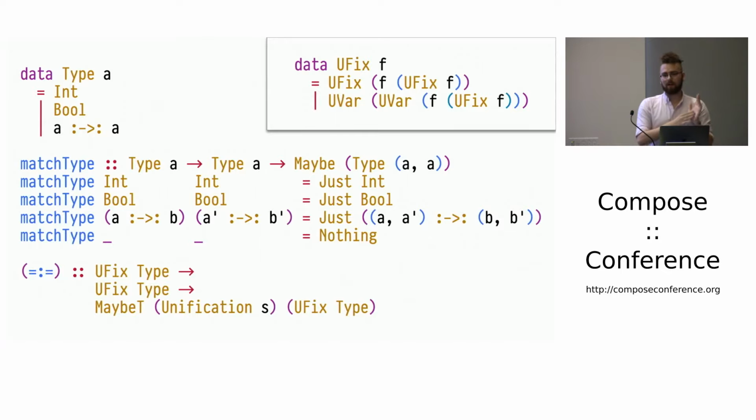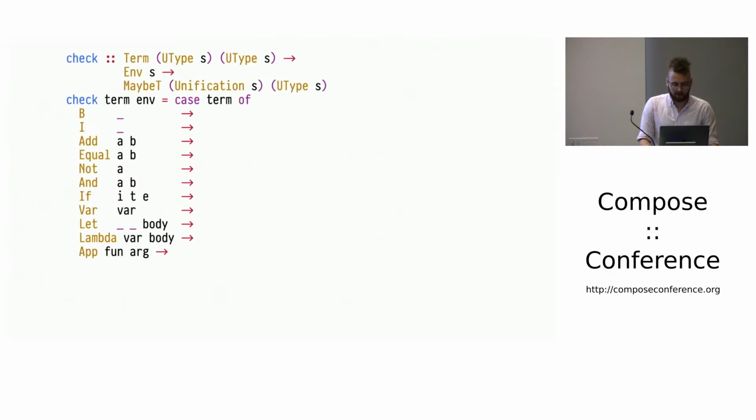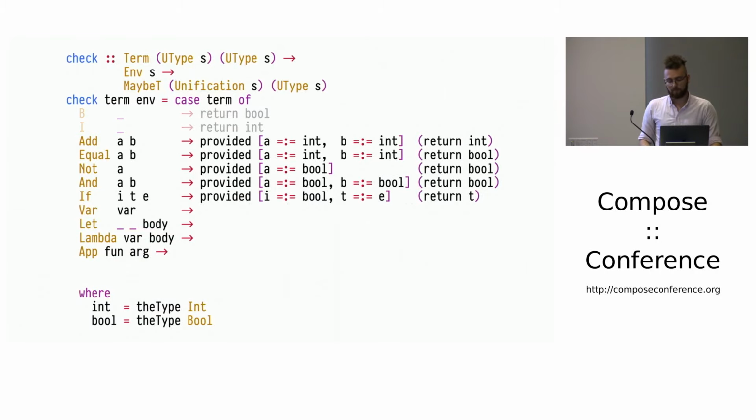So that was a long breathful of stuff, and now we're in like the MaybeT monad transformer on top of the unification monad. But if you squint, it's still the same idea that's going on, and I want to show you how that's the case. So if we have a Boolean or an integer literal, then these things have type bool and int. And then using some helper functions, like this provided function that just asserts these constraints and returns the thing at the end if the things actually do unify, I can say, if I add two things, then provided that both of them are integers, we return an integer.